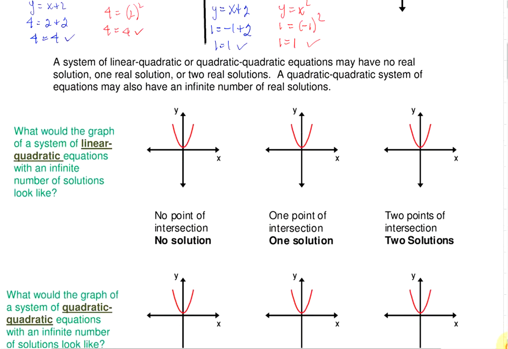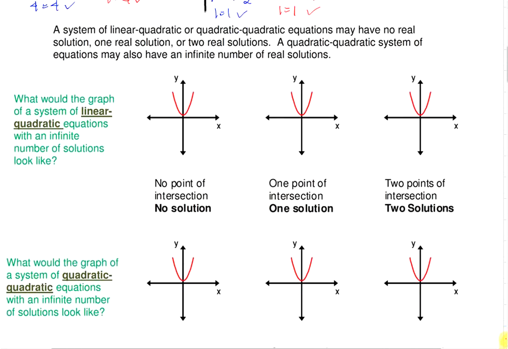So how many solutions can you have? A system of linear-quadratic or quadratic-quadratic equations may have no real solution, one real solution, or two real solutions. A quadratic-quadratic system may also have an infinite number of real solutions. What does it mean when we have no solution? If we have no solution, we have no point of intersection. So you just draw the line so that it doesn't intersect the other curve. That means no point of intersection, no solution.